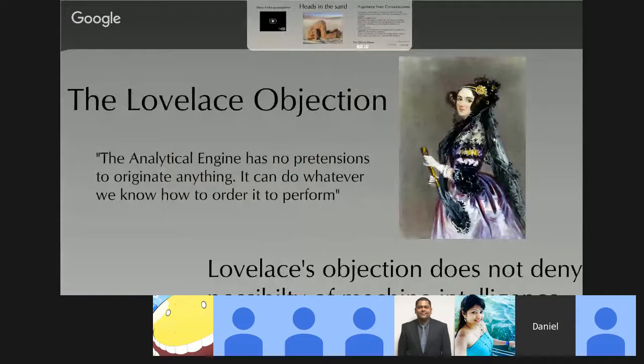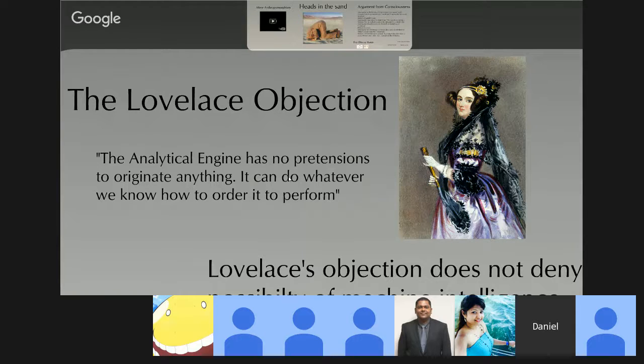Chinese room is a little bit of an esoteric objection. The Lovelace objection is very straightforward. Ada Lovelace, in her letters to Babbage, says that the analytical engine, Babbage's machine, has no pretensions to originate anything. It can do whatever we know how to order it to perform. In other words, the machine only does what we tell it to do. It doesn't do anything original on its own. It only does what we've told it to do.